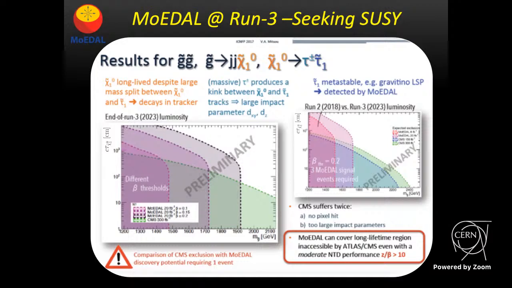Okay, so MoEDAL can cover a long lifetime region inaccessible by ATLAS and CMS, even with moderate nuclear track detector performance, where the threshold of the nuclear track detector is about 10 times that of the ionization of a muon. So again, we've seen that in certain circumstances, we can add to the sensitivity of ATLAS at long neutralino lifetimes and with heavy, slow-moving particles.